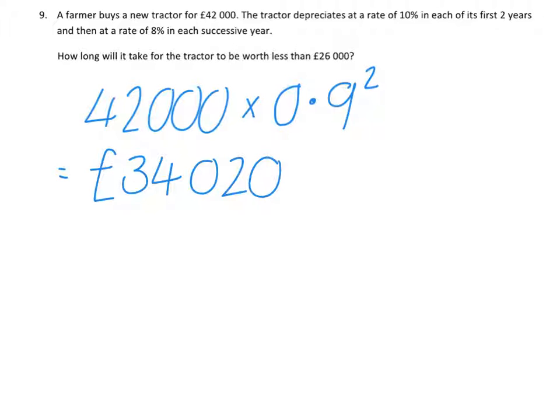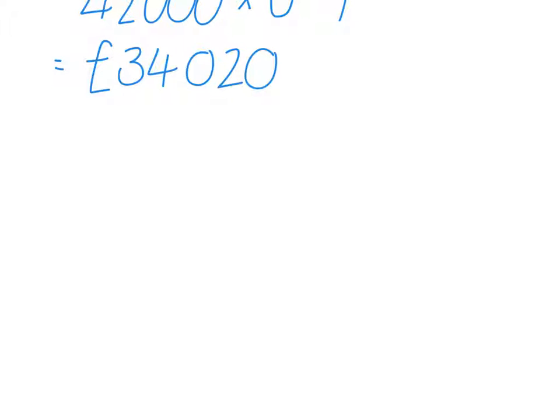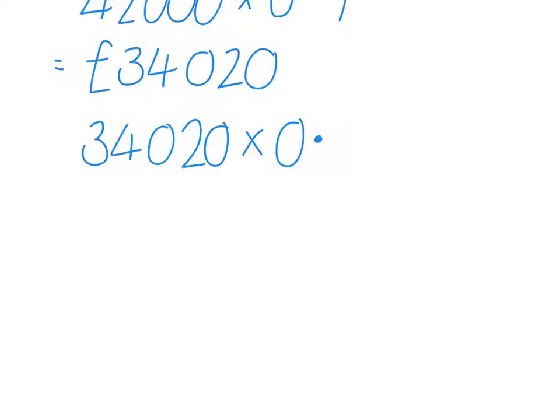So clearly it's not less than £26,000 yet. In subsequent years it depreciates a little bit more slowly at a rate of 8%. So that means that we are going to take the current value, 34,020, and we're going to multiply by, this time, 0.92. We don't know how many years it's going to take to fall below £26,000. So we'll do that 1 year at a time.